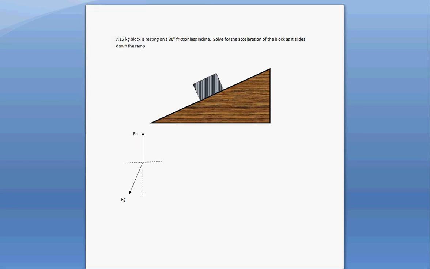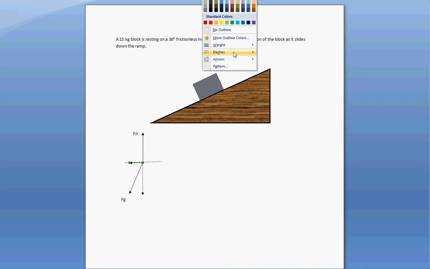So we have the y component pointing down, and we're going to make sure that's a dashed line so we know that's a component and not a vector on its own. And we have the x component pointing to the left, and we're going to dash that as well.